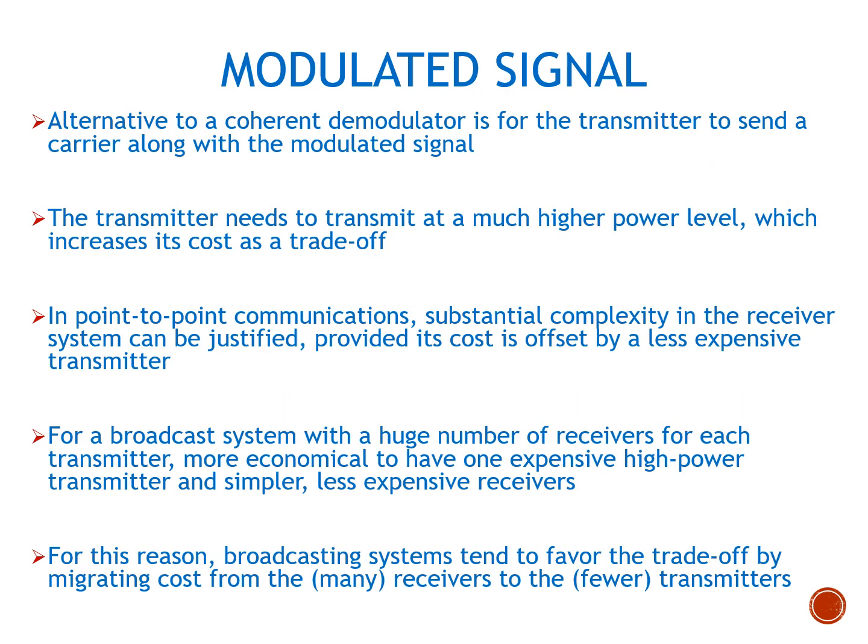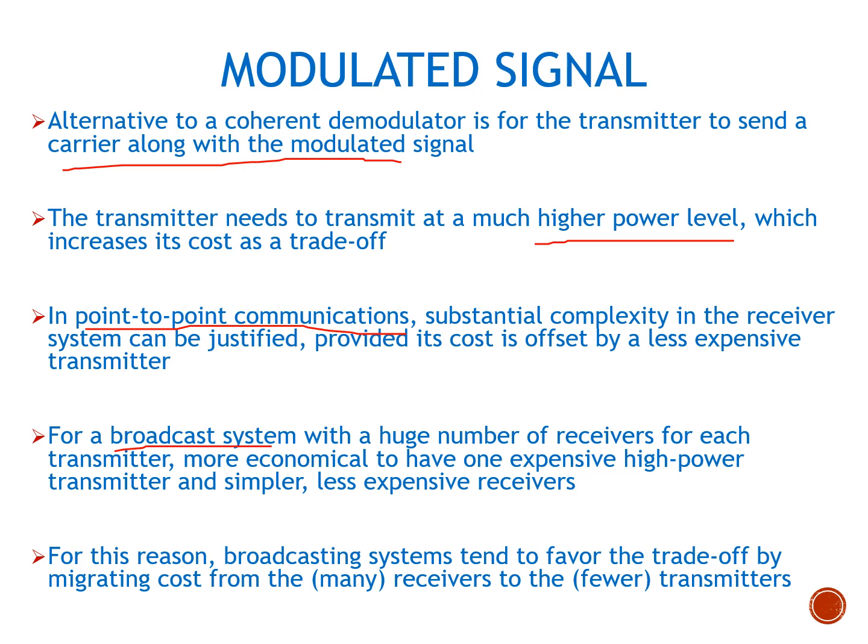So an alternative to coherent demodulation is for the transmitter to send a carrier along with the modulated signal. So one solution is to just send a carrier along with the transmitted signal, the modulated signal. But in that case the transmitter would need a much higher power level, so the transmission power would be quite high. We can afford this in a point-to-point link, but for broadcast systems, transmitting such high powers all the time is going to be very expensive. That's again another problem.